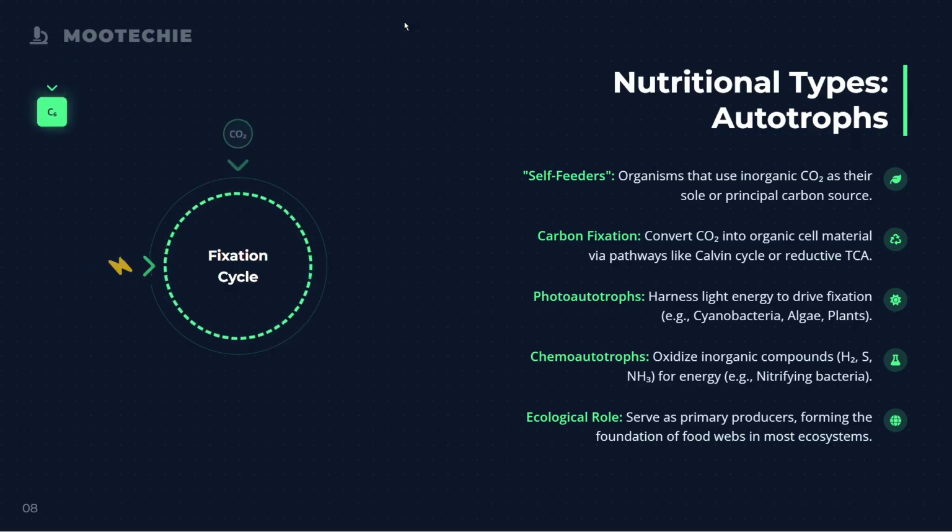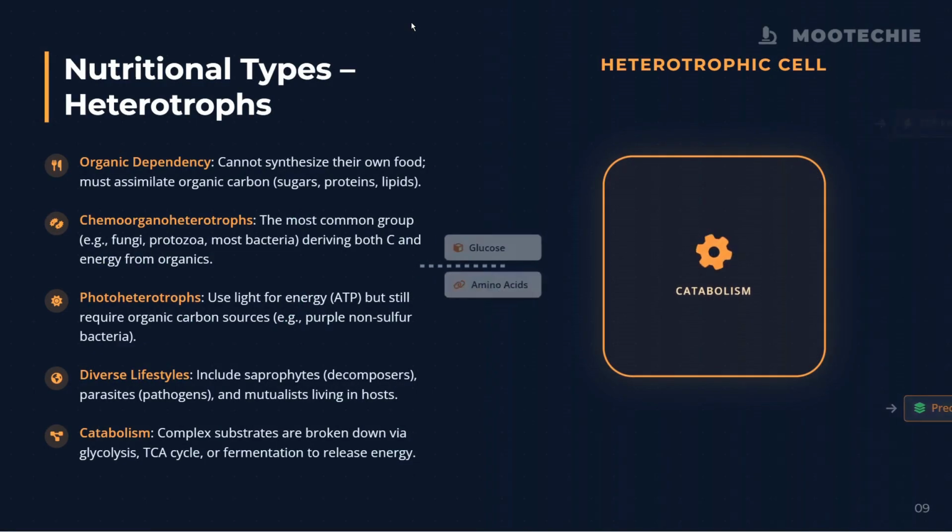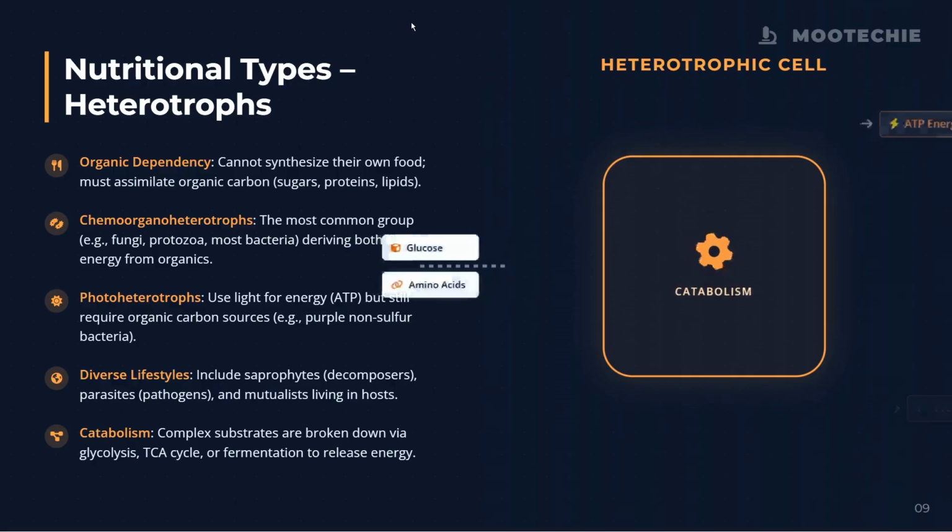In contrast, the second major group is heterotrophs. Their defining feature is organic dependency. They cannot synthesize their own food from CO2 and must assimilate ready-made organic carbon from their environment, like sugars, proteins, and lipids, to use for their own biosynthesis. The most common group by far are the chemoorganoheterotrophs. This includes fungi, protozoa, and most bacteria. They derive both their carbon and their energy from organic compounds.